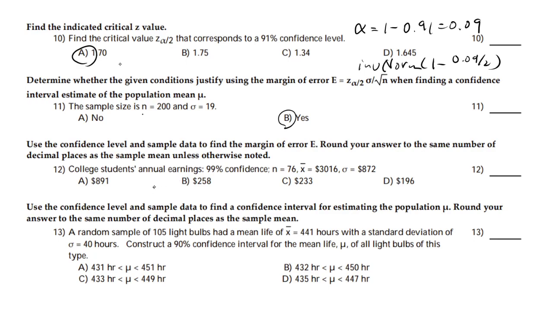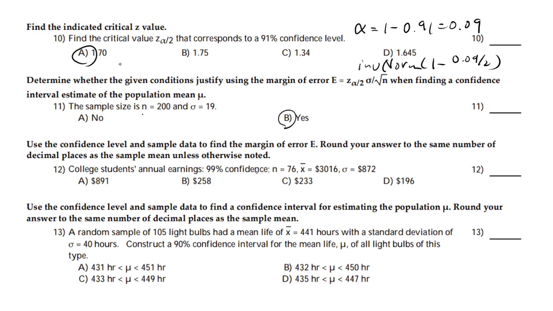Okay, next question. Use the confidence level and sample data to find the margin of error E. Round your answer to the same number of decimal places as the sample mean unless otherwise noted. Okay, so you have this 99% confidence level, n equals 76, and your sample mean comes out as 3016. And sigma is the population standard deviation. So that's usually not known, so that's kind of surprising, but that's given to us. So anyways, because sigma is known, then we just use the normal distribution.